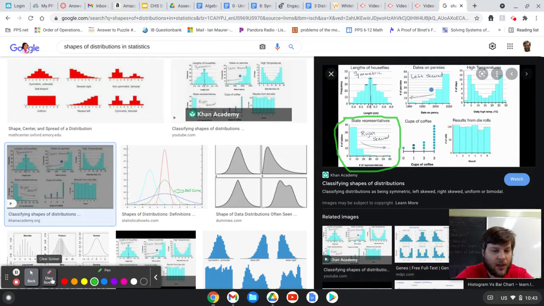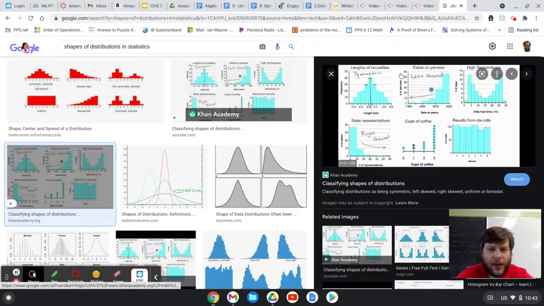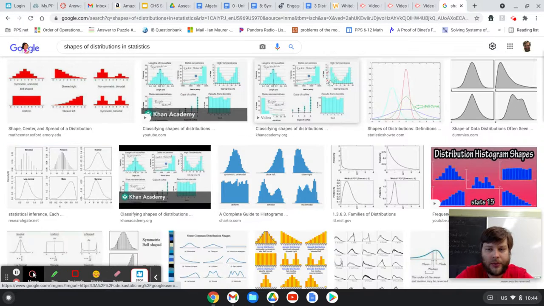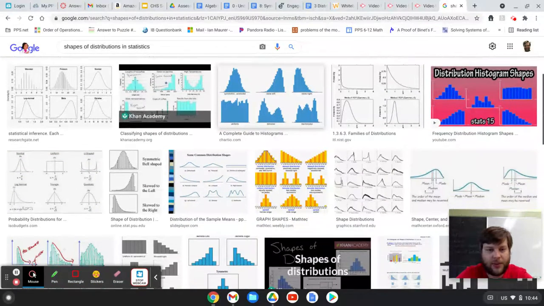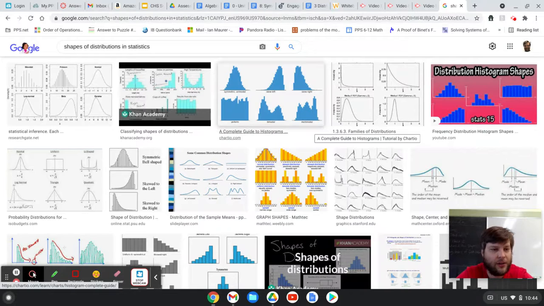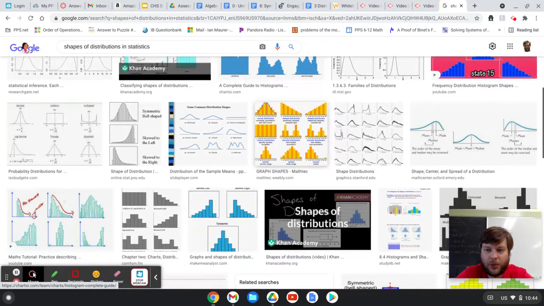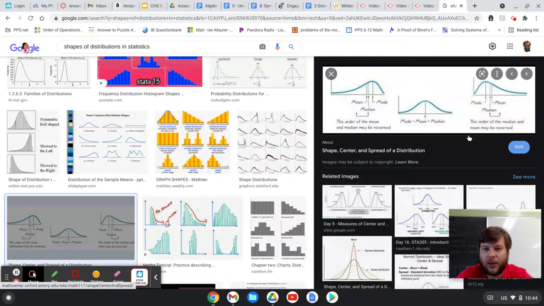So I just wanted to let you see a couple of those distributions and talk about them. And if you scroll through this image search, you can see that there's obviously lots and lots of different types of distributions that are actually out there. But in Algebra 1, 2, we focus basically just on these 3 shapes right here.